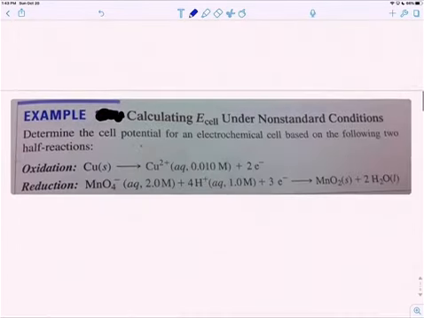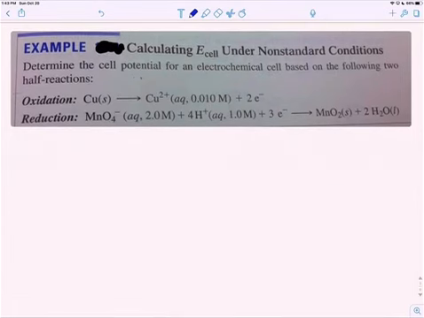Okay, now let's do a non-standard condition, to find the cell potential under a non-standard condition. We have copper going to copper plus 2 at 0.01 molar with 2 electrons, and permanganate at 2 molar and 4 acids at 1 molar, with 3 electrons, going to MnO2 plus 2 waters. We have to write the balanced chemical equation first. We're generating 2 electrons and consuming 3, so we need to multiply this one by 3 and that one by 2.